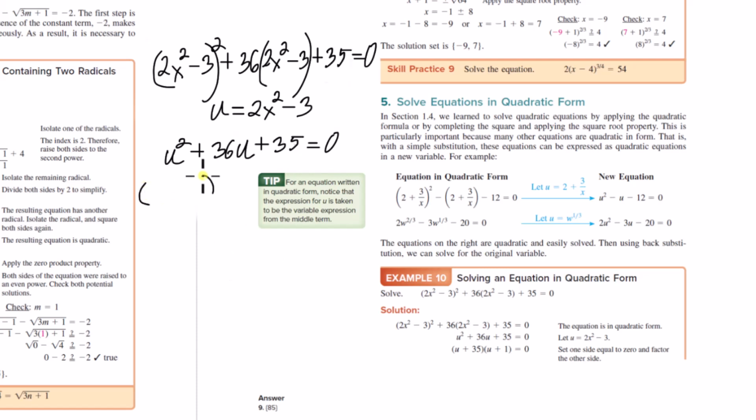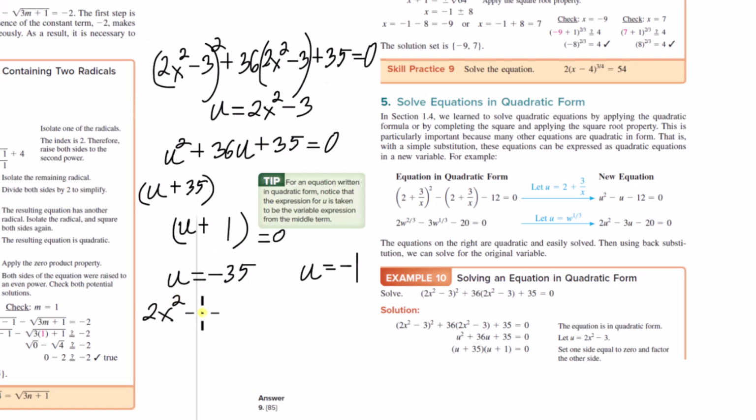Okay, so we can factor this. We can have u plus 35 times u plus 1 is equal to 0. So u is equal to minus 35, and u is equal to minus 1. Okay, but u is equal to 2x squared minus 3. Okay, so if we add 3 to both sides, we get, okay, divide both sides by 2. You get x squared is equal to minus 16. So x is going to be plus or minus 4i.